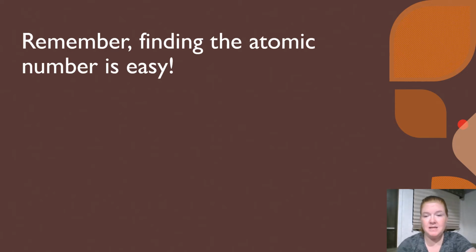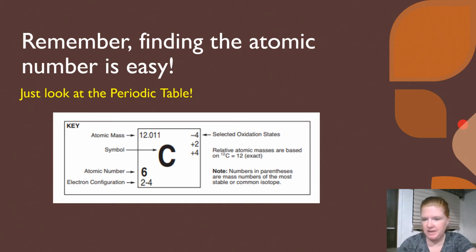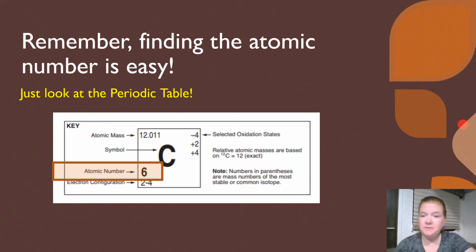Remember, finding the atomic number is easy peasy. You just look at the periodic table. Right there, atomic number. It's the large number, so you have the biggest item in the box is the element symbol. The next would be the atomic number.